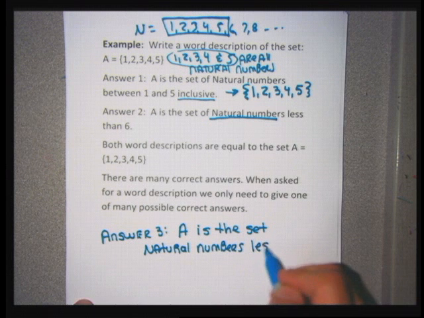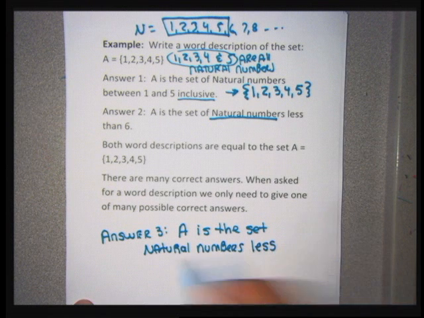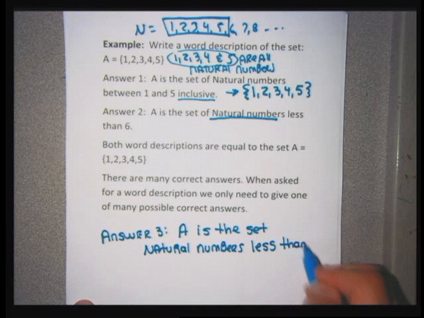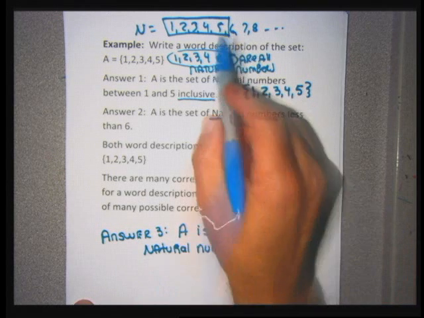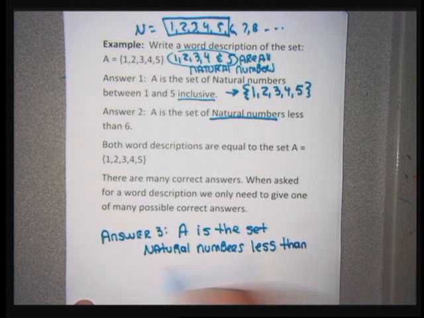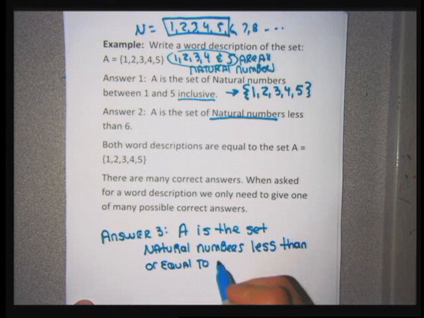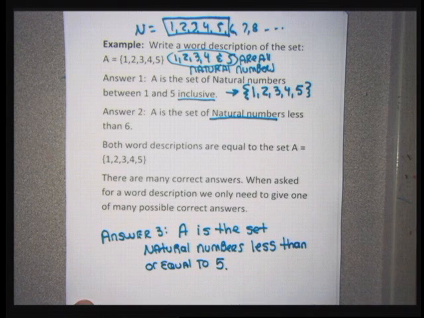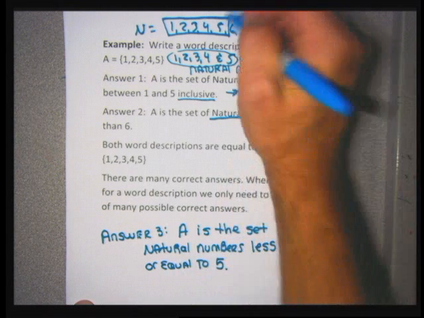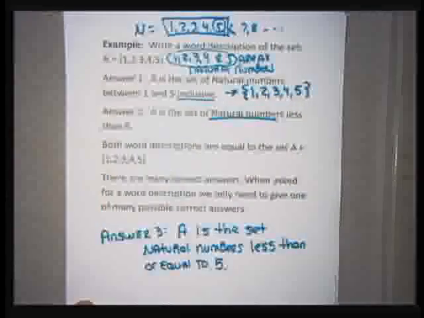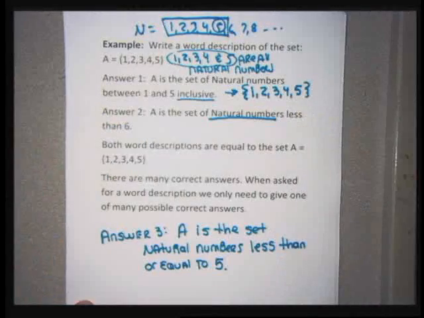Another thing that I might say, I like the less than. When I said less than 6, that means I don't include the 6, but I include the first natural number less than 6. If I would have said less than or equal to, I could get the right answer if I put the 5 instead of the 6, because natural numbers less than or equal to 5 includes the 5 because it says equal to, and any natural number that's less than 5, so it would count the numbers 1, 2, 3, 4, and 5.